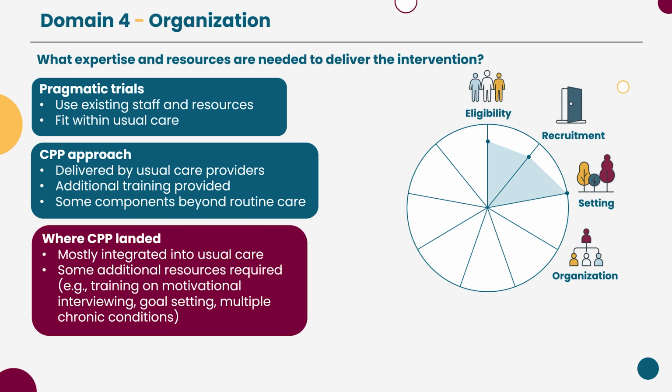However, some CPP components, such as home visits and group wellness sessions, went beyond routine care or were delivered differently at some primary care sites. Pragmatism was reduced at sites where additional resources or infrastructure were needed to deliver these CPP components. Overall, we assigned a score of 4 out of 5 for Domain 4 because the intervention was largely integrated into usual care, with only some sites requiring additional resources to deliver the CPP.